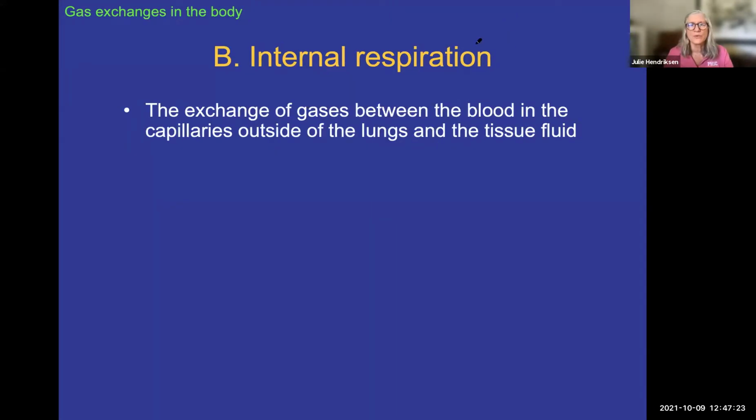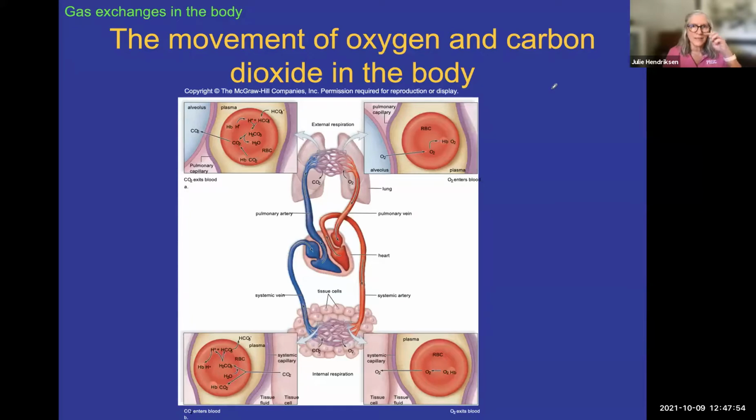Compare that then to internal respiration. Still an exchange of gases, but when we're talking about the movement specifically from the blood capillaries to the tissue fluid, going into that space where all of our living cells are so that we can deliver oxygen, that's internal respiration. This figure in your textbook is a really good overview of those two processes.